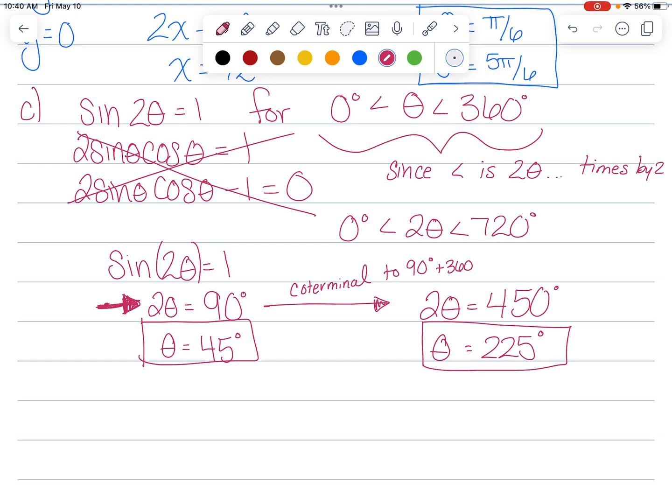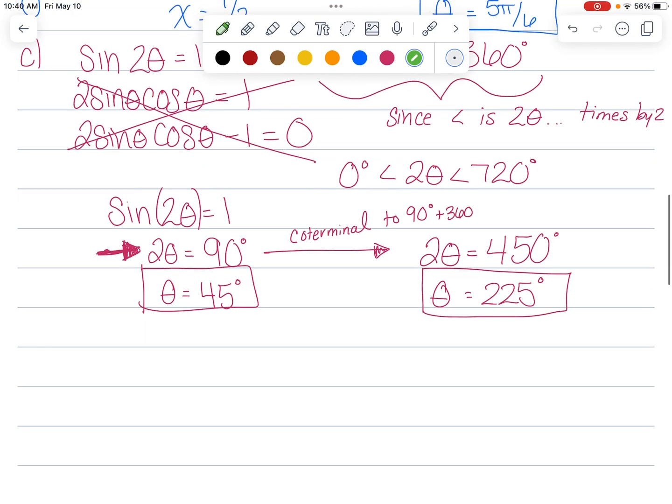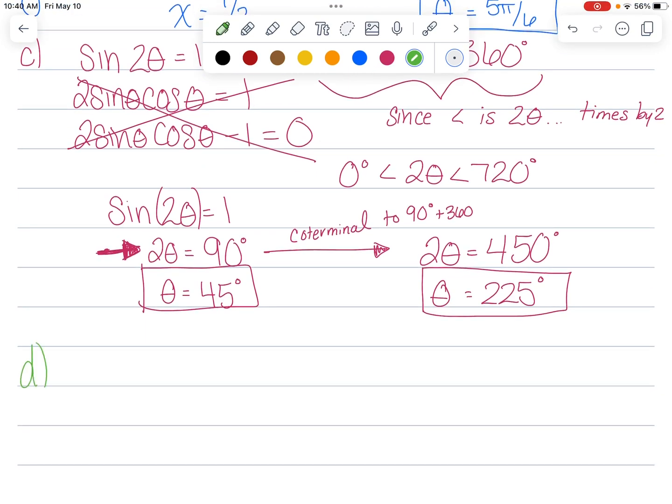Got a few more examples. Oh, by the way, don't forget to check your answers. Yes, the previous 2 worked.